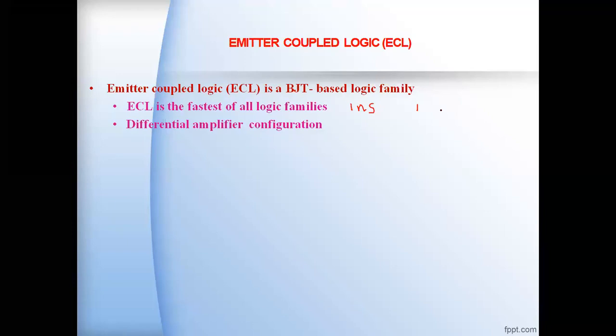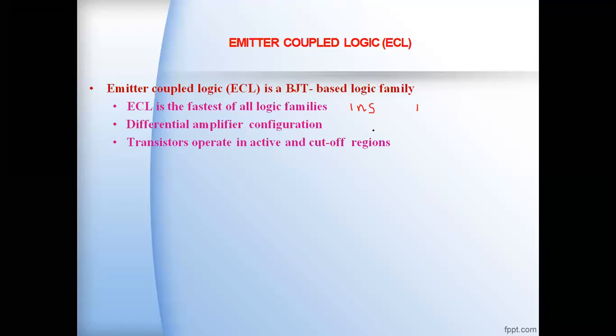One of the terminals will be kept at a reference voltage. One group of transistors is operated with the reference voltage VR, and the other group of transistors in the differential amplifier will be operated with the input voltages. According to that, there will be an output at the differential amplifier. So in emitter coupled logic, we use the differential amplifier configuration.